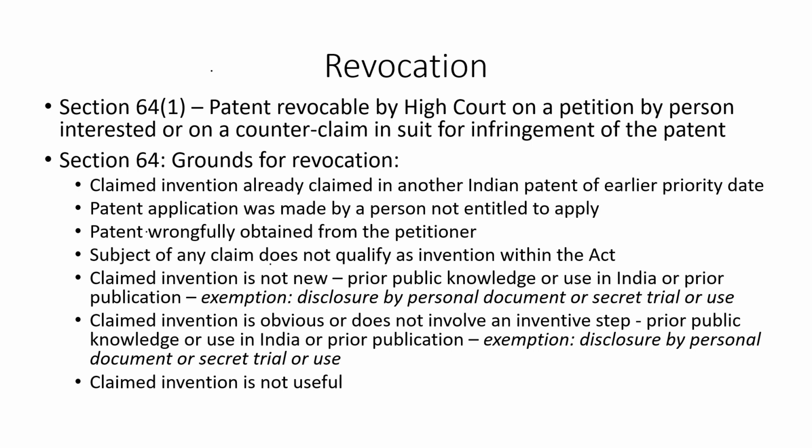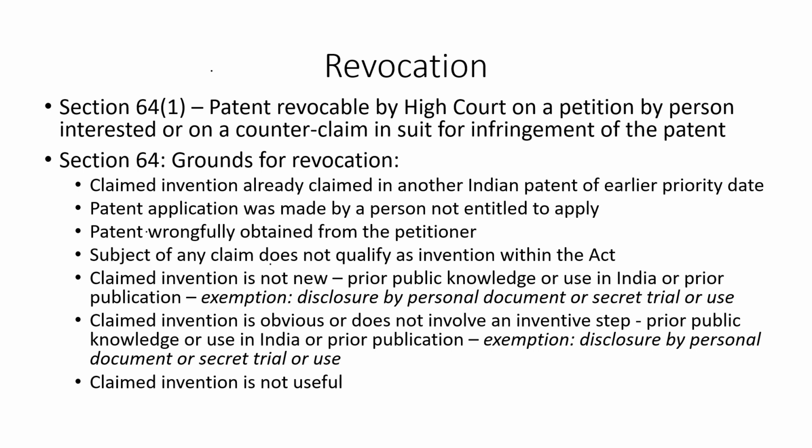Yet another ground is that the patent was wrongly obtained from the petitioner. So in a way, the petitioner was the true creator of that innovation, but the applicant wrongfully obtained that innovation from the petitioner and filed it in his own name. So in that case, you could petition the High Court to revoke the patent. Another ground is that the subject matter of any claim does not qualify as an invention within the Act. So if you refer to the definition of invention under section 2(1)(j), any particular claim of invention, or maybe all the claims, do not fall under the definition. So maybe it's not a defined process, or it's not a defined product, or maybe it doesn't have novelty, inventiveness, and industrial applicability, or any of these.